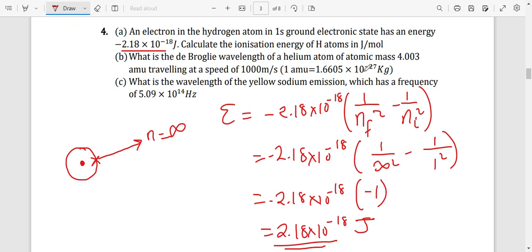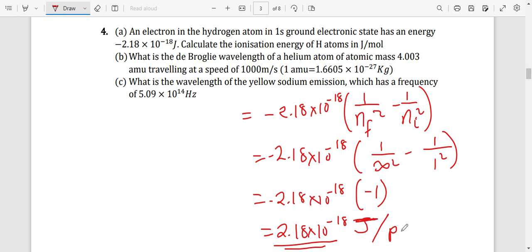Now this is in joules, but you want the answer in joule per mole. Watch out, such questions came in test 1 last year, and I hope it will be similar this time. The energy that you are seeing is the energy of an electron, or joule per electron. An electron is a particle, so that is the energy per particle.